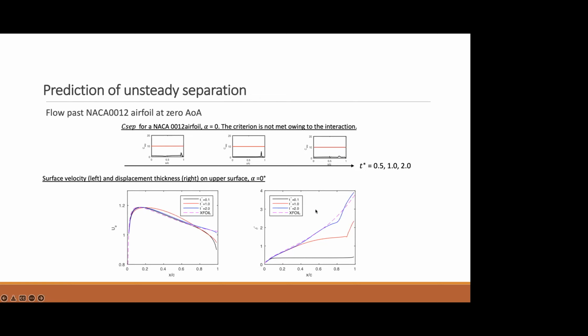So here what we are doing is we are running an unsteady simulation for a NACA 12 airfoil at 0 angle of attack. And we can see that after some time, it basically converges to the steady solution that is given by XFOIL. So that's the pink dashed line. And here, if we look at the separation indicator, we can see that we never really exceed the critical value. So that's because a NACA 12 airfoil at 0 angle of attack doesn't really have any separation. So it has flow reversal. So we do have zero skin friction at x/c equals 0.8, but we don't really have flow separation or flow detachment in this case. So these are all things that we're able to model with this method.